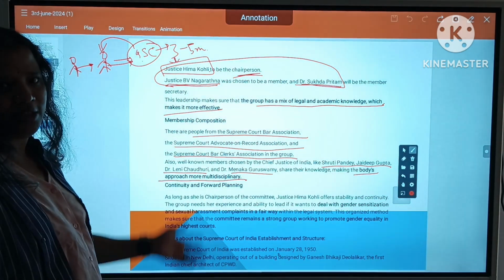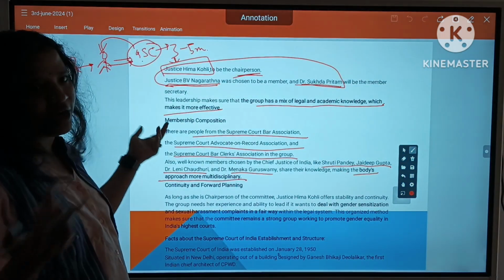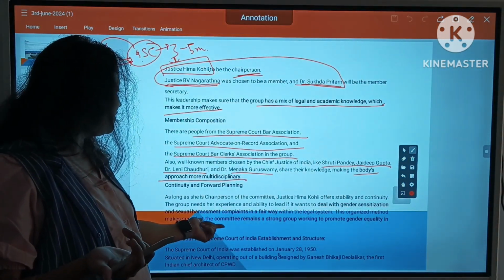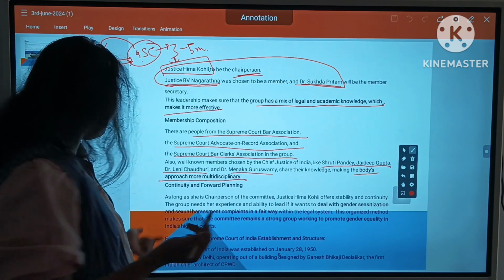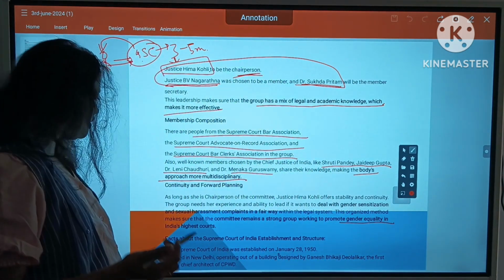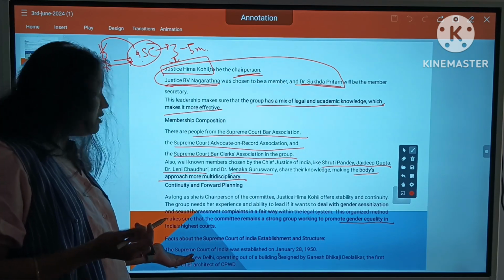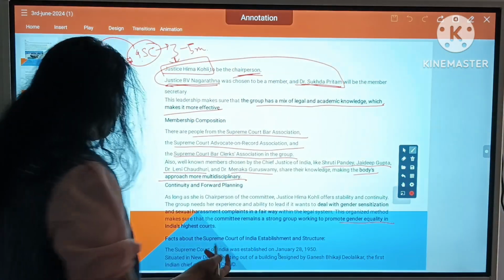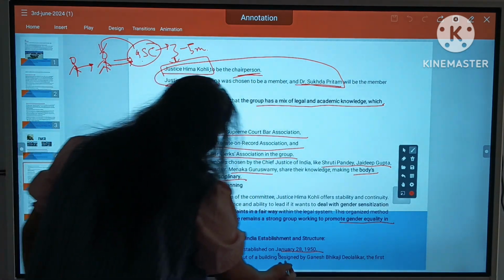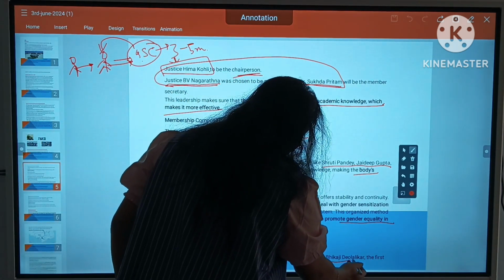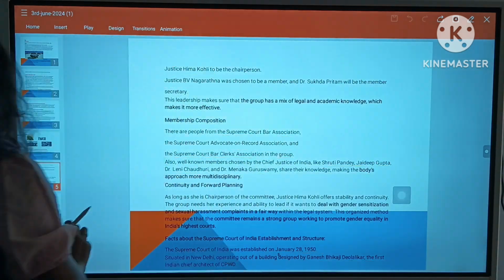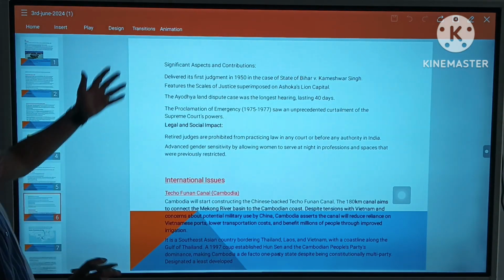This is theory; it is more about explaining the committee. Make sure the committee remains a strong group working to promote gender equality in the highest courts. Facts about the Supreme Court of India, establishment and structure. You already know when the Supreme Court was established: January 28, 1950, in New Delhi, in a building designed by Ganesh Bhikaji Deolalikar, the first Indian chief architect of CPWD. All the other points are about the Supreme Court only.